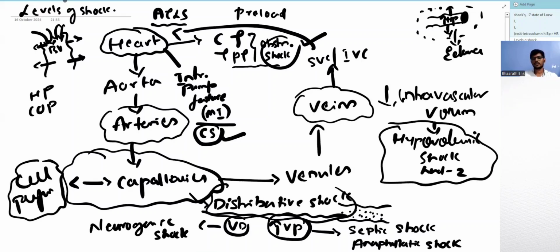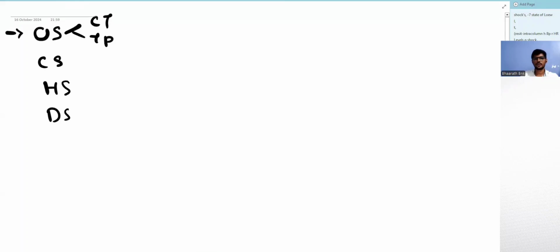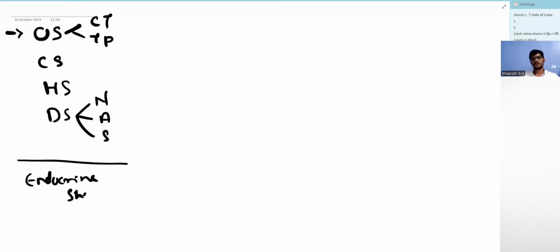So when you talk about the types of shock, according to ATLS, there are only four types of shock. One is obstructive shock, which includes cardiac tamponade and tension pneumothorax. Second is cardiogenic shock. Third is hypovolemic shock, and fourth is distributive shock. The neurogenic shock, the anaphylactic shock, and the septic shock are parts of this. Along with that, people also add endocrine shock, right? But it is not included as a separate entity in the ATLS guidance, which is basically based on trauma, right? Of which the most common shock is hypovolemic shock.